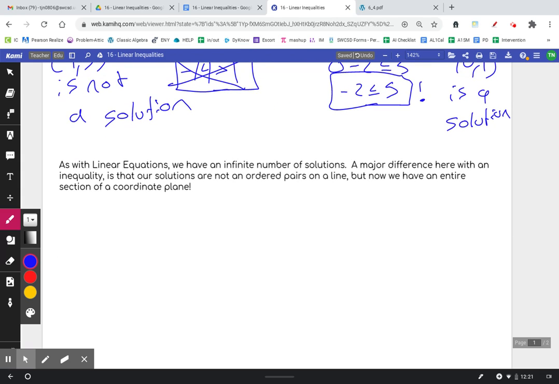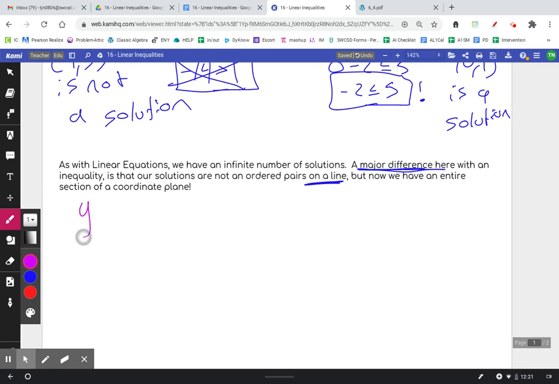It says, as with linear equations, we have an infinite number of solutions. A major difference here is that with an inequality, our solutions are not ordered pairs just on a line, but now we have an entire section of the coordinate plane. I'm going to give you a very basic example. Okay, here's my example that I think can be the most basic.